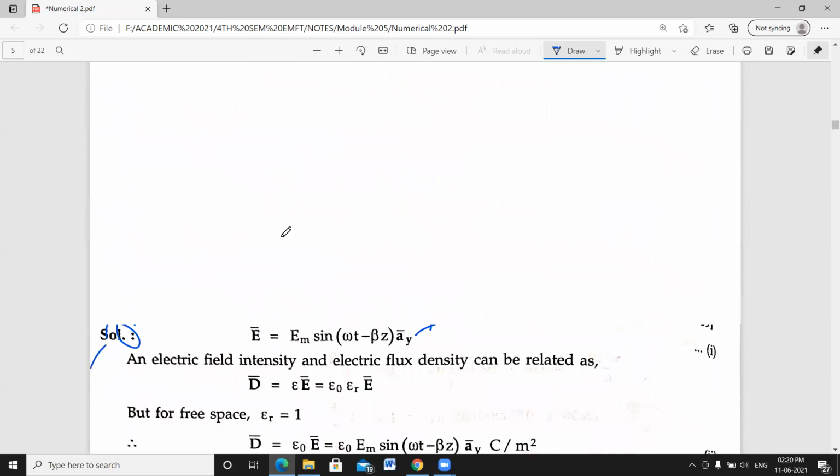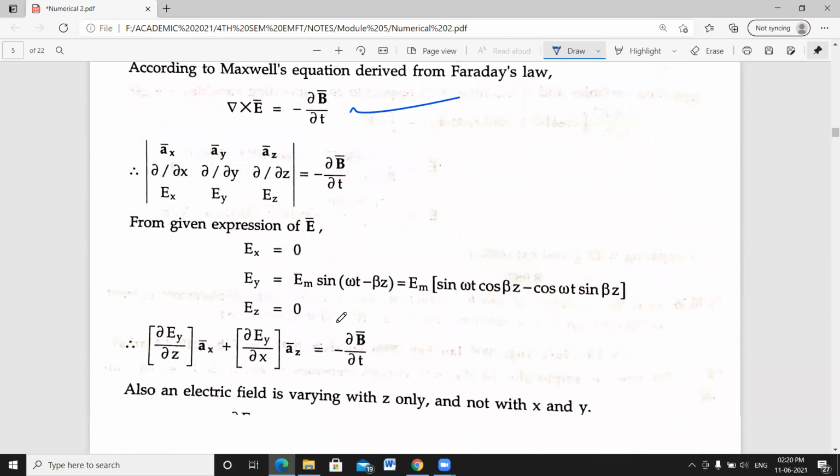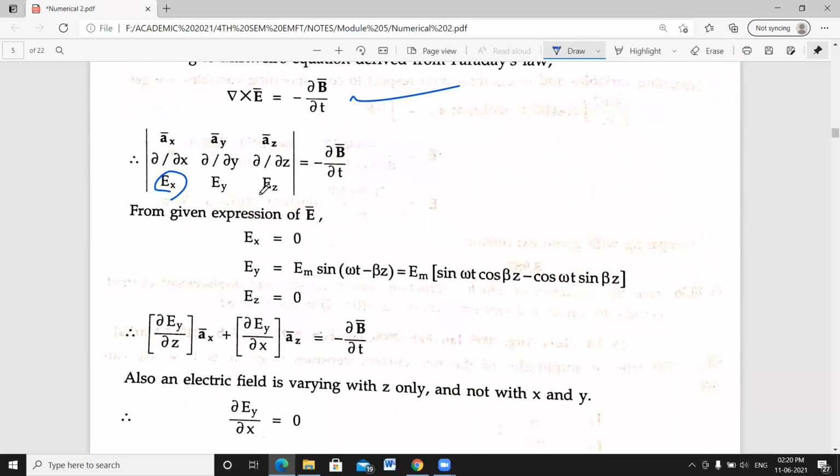In the given expression, where is it varying? It is varying with respect to the y direction. For that reason, Ex and Ez are equal to 0 and Ey is given for us. The same thing is written here: Em sin(ωt − βz). That is nothing but Em, writing the equation for sin(A − B), that is sin A cos B minus cos A sin B. Here it is done: sin ωt cos βz minus cos ωt sin βz.